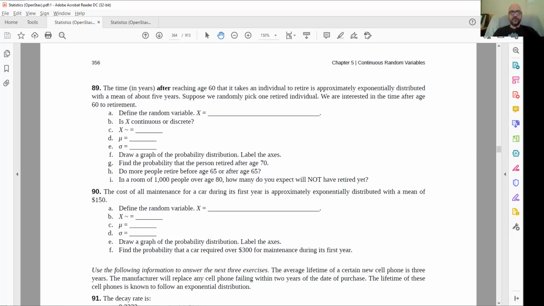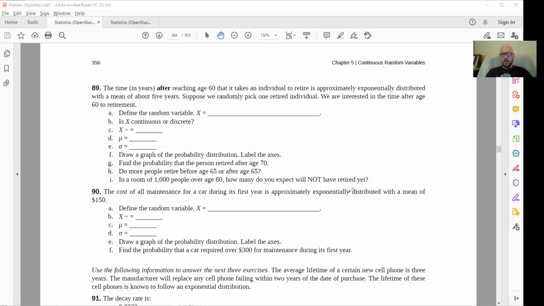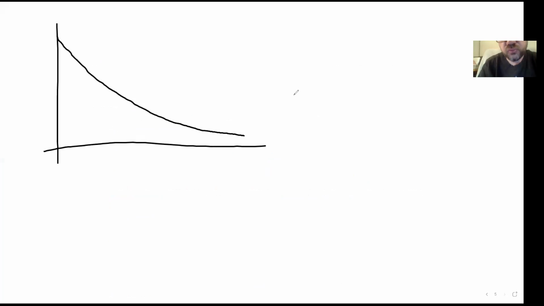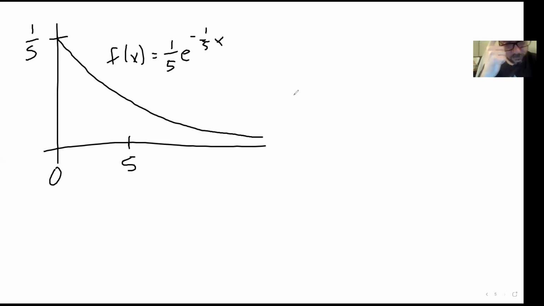All right, let's go draw a graph. Let's get a new page. So we got a graph that looks something like this, and this is 0. I'll put 5 here. Again, you don't have to put the mean on, I just like to put it on for a sense of scale. This goes up to 1/5, and this is f of x equals 1/5 e to the minus 1/5 x.